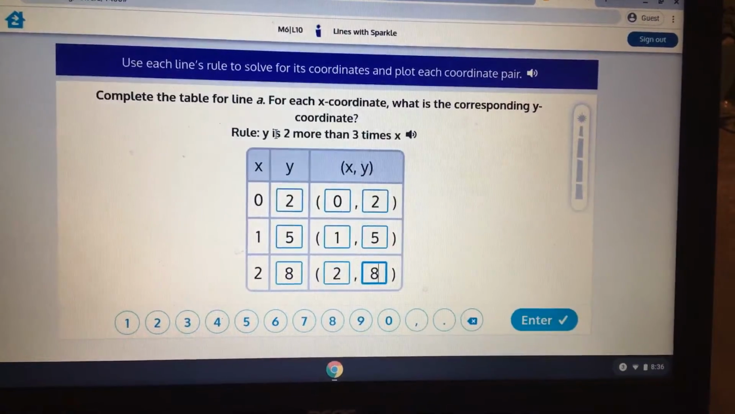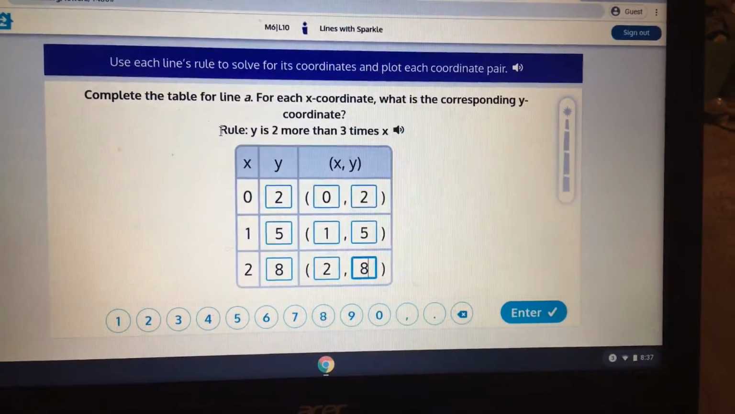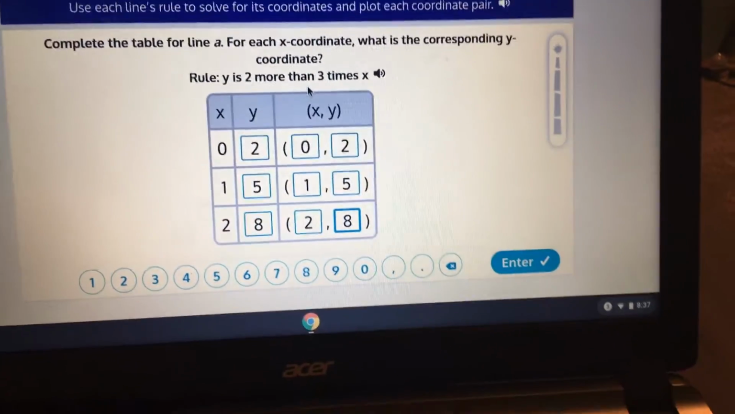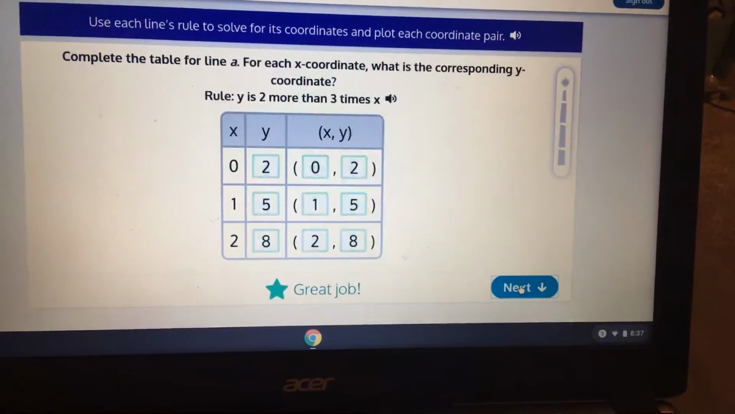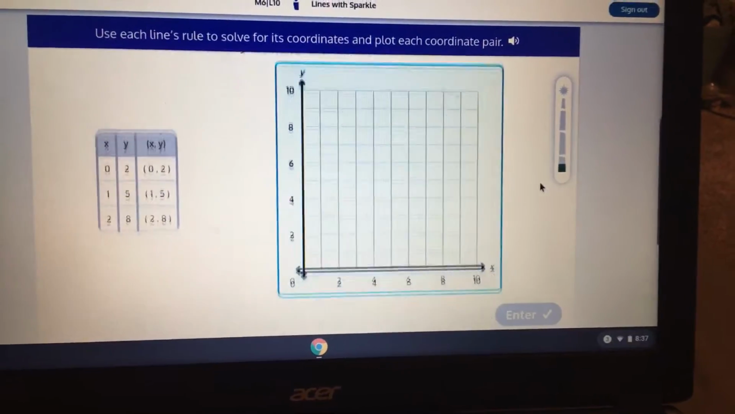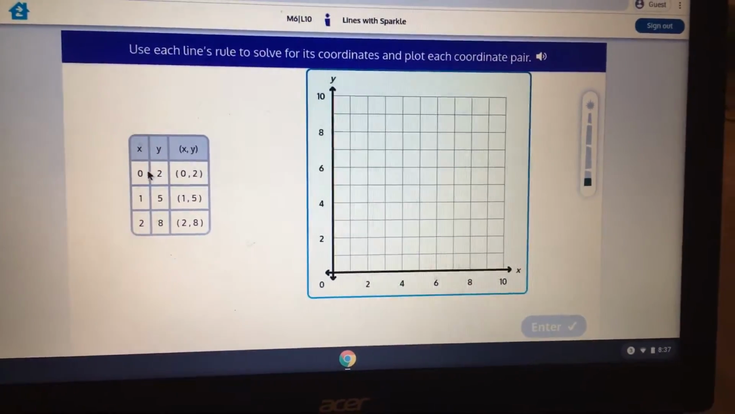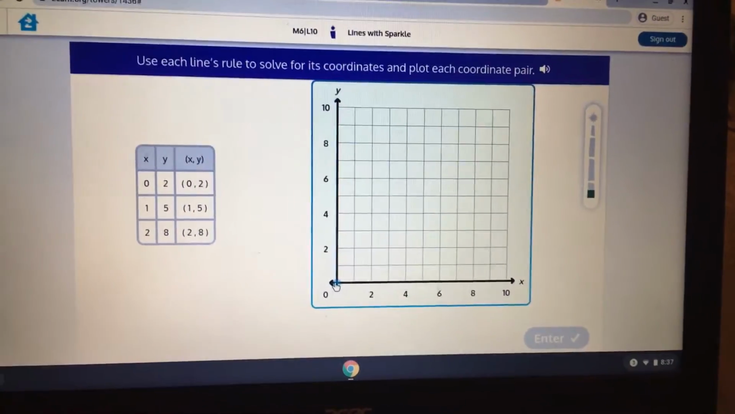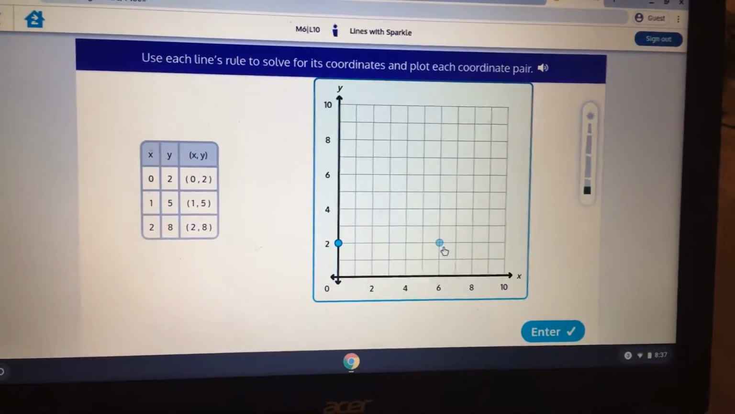So again, make sure that you're reading these rules really carefully, because if you misread it at all or you're not understanding it completely, you're going to get the wrong answer because you're not going to be doing the right equation. Alright, so then I think it's probably going to have us plot. Yes. Alright, so let's look at 0. So we're not going anywhere on our x-axis. We're going up 2 for our first one. So I'm going to plot my first point there.